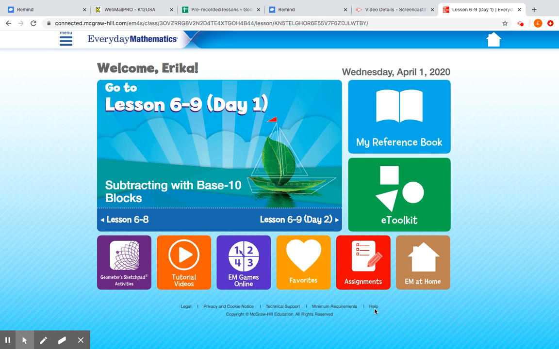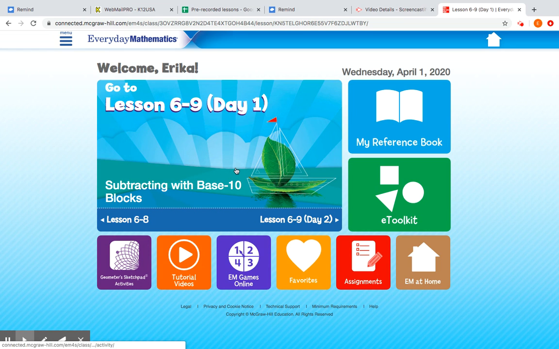Guys, it's Mrs. Covert. One of the lessons that I wanted to do with you guys that we haven't had a chance to do yet because we've been at home is subtracting with base 10 blocks.